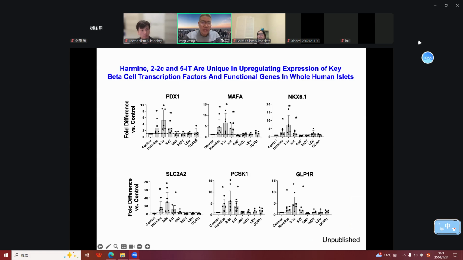Surprisingly, we found that only harming, 22C, 5-IT, 3 of the DARPA inhibitors can drive B cell function genes, as shown here, PDS1, MAF-A, NKCP1. However, all the other DARPA inhibitors, although all of them can drive equally the B cell proliferation, based on publication, actually, I also tested myself. Indeed, all of them can drive human B cell proliferation.